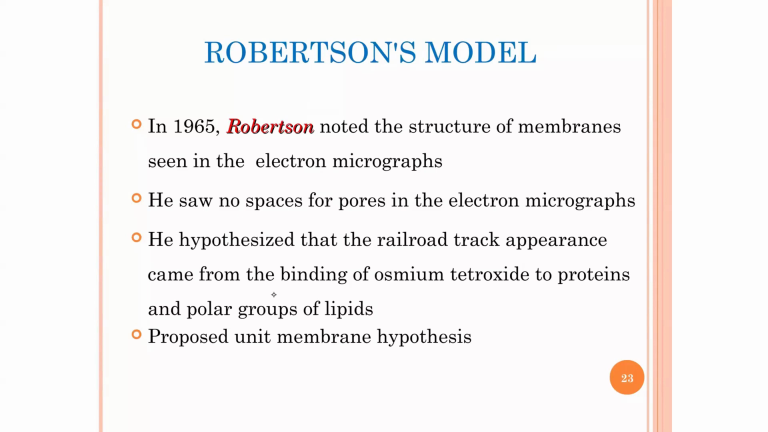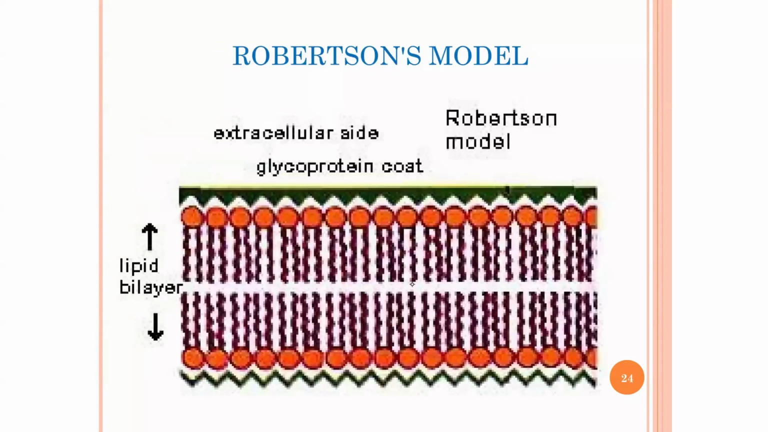So Robertson is the scientist who came up with the unit membrane hypothesis. And this unit membrane hypothesis is all about how the appearance of the cell membrane looks, based on the use of osmium tetraoxide. He used osmium tetraoxide to propose the unit membrane hypothesis. So this work was done by a scientist called Robertson in the year 1965. Okay. And then after this, the next thing that we are going to look at is number one.